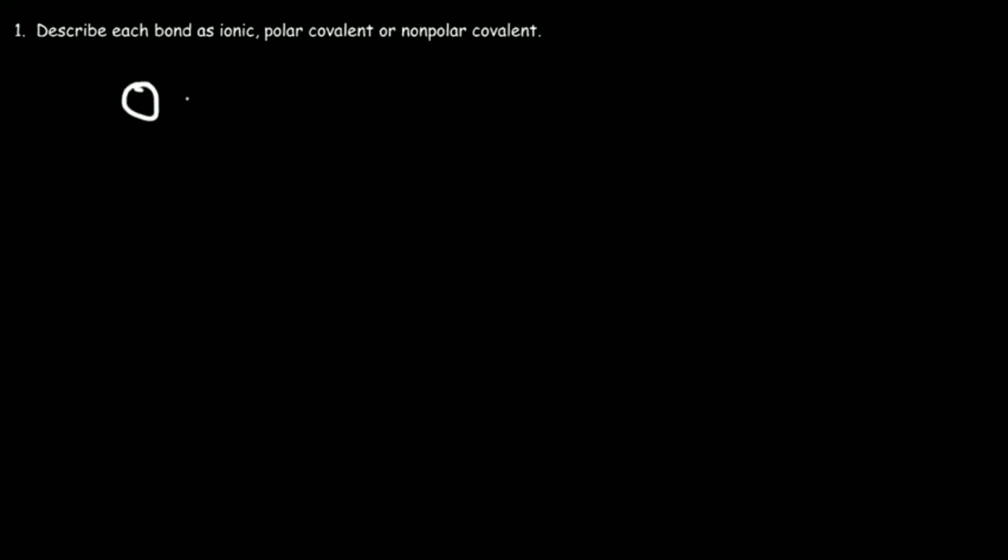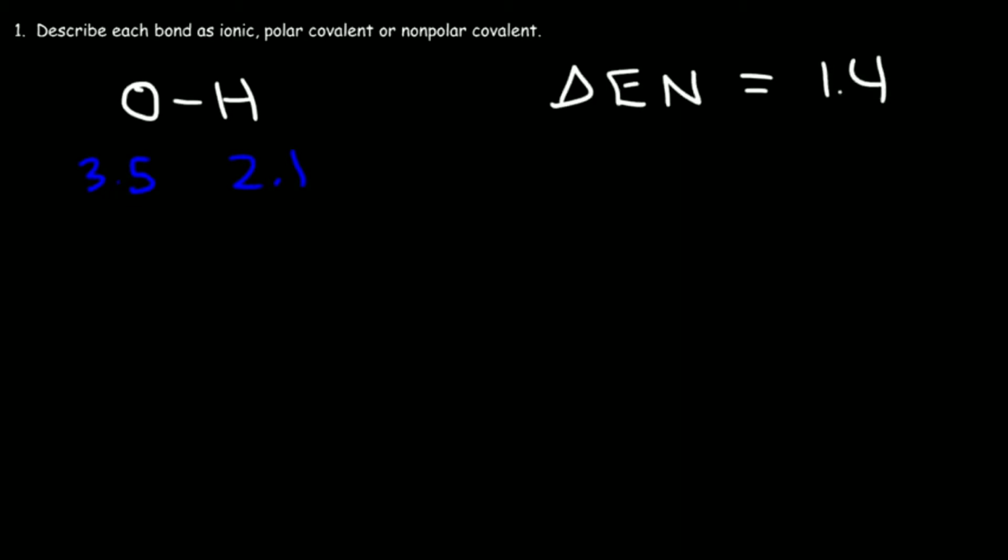Now what about the OH bond? What can we say about it? Is it an ionic bond, a polar covalent bond, or a non-polar covalent bond? Well, let's start with the electronegativity values. Oxygen has an electronegativity of 3.5, and for hydrogen it's 2.1. So the electronegativity difference is 1.4. So this bond is highly polar.